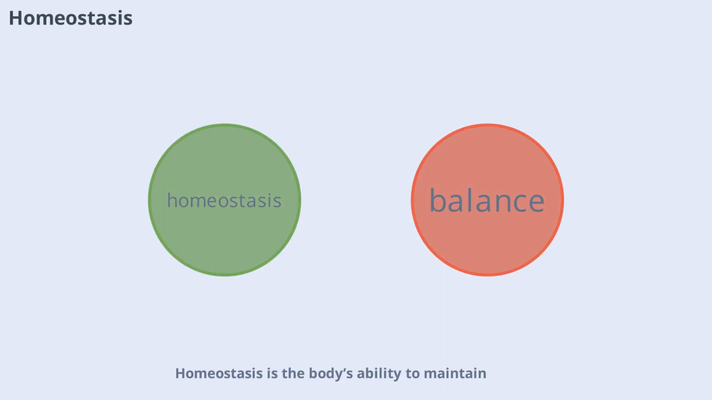Homeostasis is the body's ability to maintain a stable internal environment despite external changes. All organ systems work together to regulate temperature, pH, fluid balance, and more. This balance is vital for survival and health, allowing the body to function optimally in different conditions.